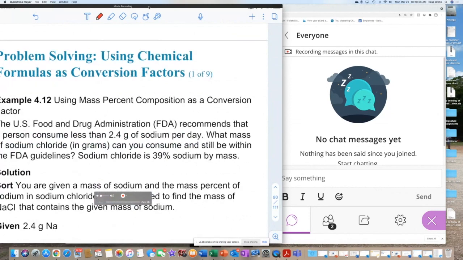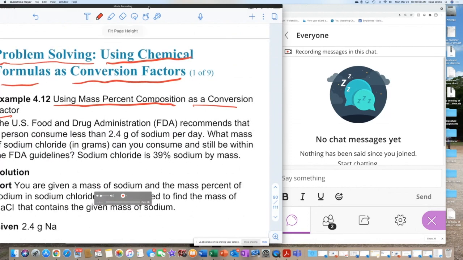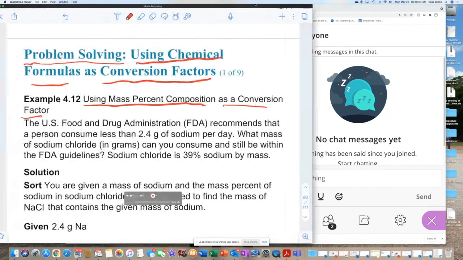Now the issue with this question is, from the formula you can get 2 relationships, a mass to mass relationship and a mole to mole relationship. It's all about part to whole, right? But when you get to this question here, they're telling you problem solving, which chemistry is all about. Using the chemical formulas as a conversion factor. Now we're told here we're using mass percent composition as a conversion factor. So they're telling you that you're going to be using a mass relationship as a conversion factor. Let me scoot this over here.